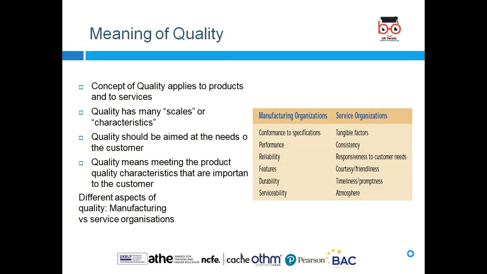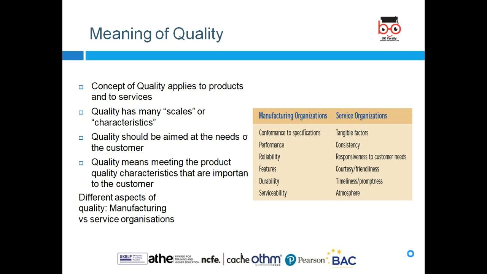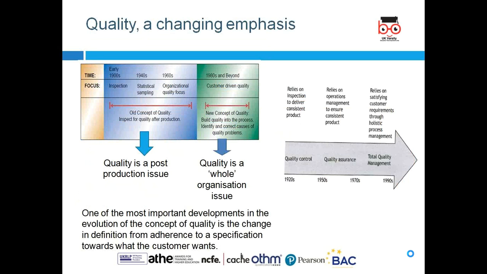I added a good few slides on quality. Those will help you. Manufacturing organizations look at quality because quality is very important for the future project as well, not just for the success of this project, but for future projects as well. So we need to look around. Manufacturing organizations conform to the specification, performance, reliability, features, durability, and serviceability. In the service sector, organizations look at tangible factors and intangible consistency, so we can look at responsiveness to the customer, courtesy and friendliness. We need timeliness, promptness and the atmosphere. All this is very important.